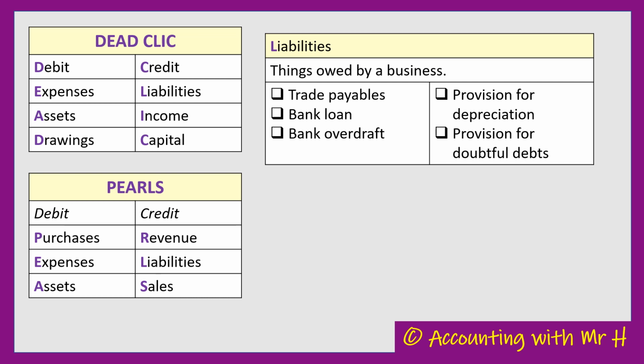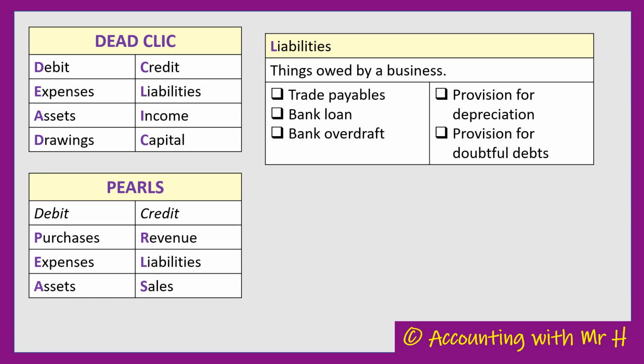So bank is an interesting one because if we've got money in the bank, then it would be recorded as an asset because we own that money, that's our money. But if we have a bank overdraft, if we have a negative bank balance, then that will be a liability because we now owe money to the bank.